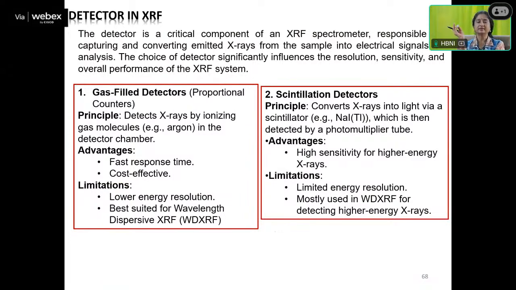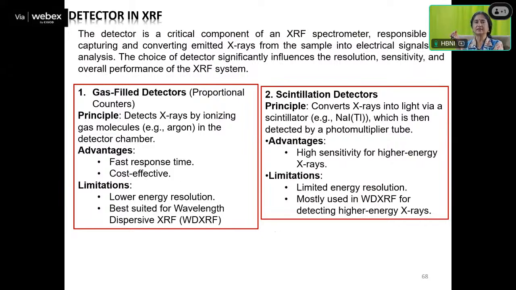Now, what are the various types of detectors used in your XRF? The detector is a critical component of an XRF spectrometer, and it is responsible for capturing and converting emitted X-rays from the sample into an electrical signal. Because as you all know from the initial class also, we have seen that there is no detector which can count photons directly. Wherever there is a photon as a signal, you have to convert it to an electrical or voltage signal. So here also the detector's work is only to convert the X-rays into an electrical signal for analysis. The choice of detector significantly influences the resolution, sensitivity and overall performance of your XRF spectrum.